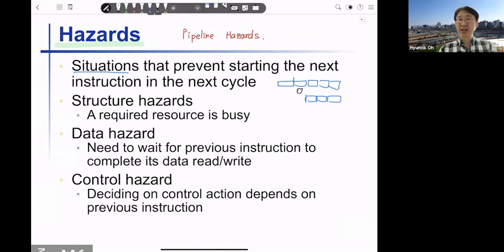So we'll learn about the 3 types of hazard. So this is called bubble. Okay, so we have to add a bubble. So in this bubble, we are not executing anything. So it's just empty. No instruction is executed. Or we are saying that this is pipelining stall. Okay. So there are 3 types of hazard. First one is structure hazard. Second one is data hazard. And third one is control hazard. Okay.